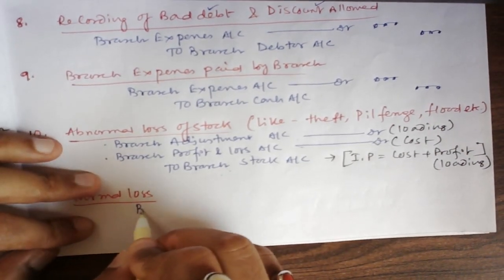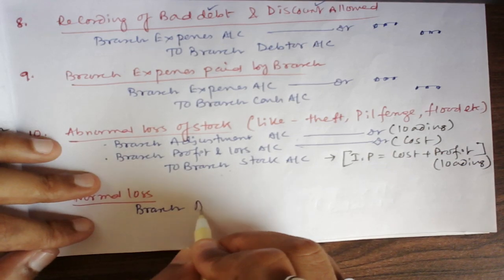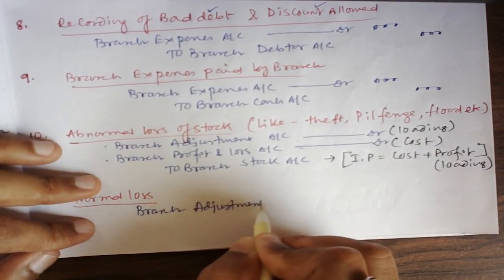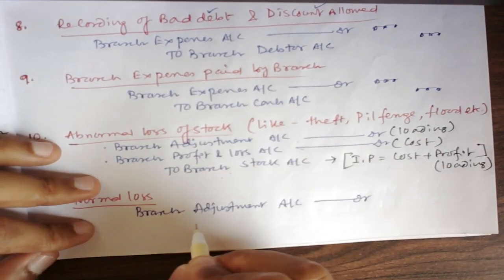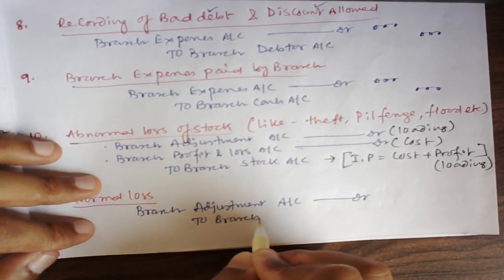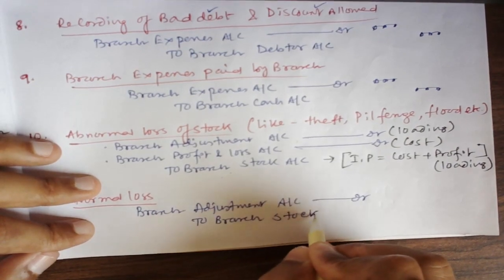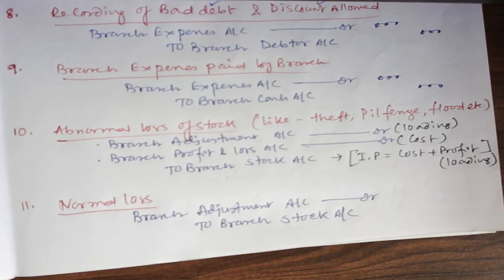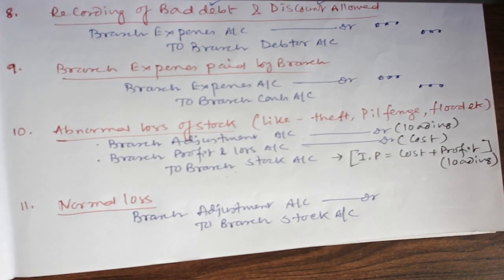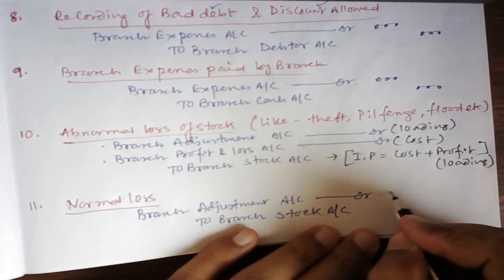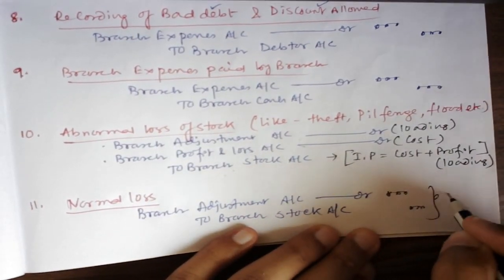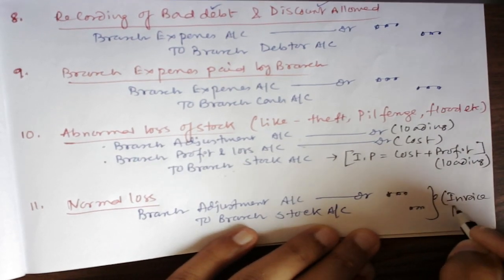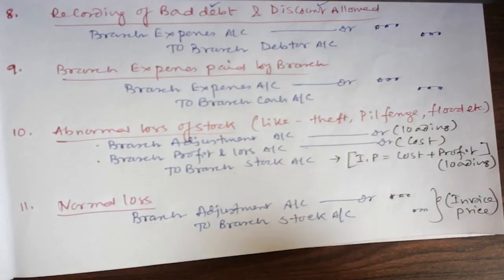So in this case, particularly in case of normal loss, branch adjustment account debit to branch stock account. So we need not think anything beyond this. That is very important. Branch adjustment account debit to branch stock account. And remember, the entry will be at invoice price only, which means cost plus profit.